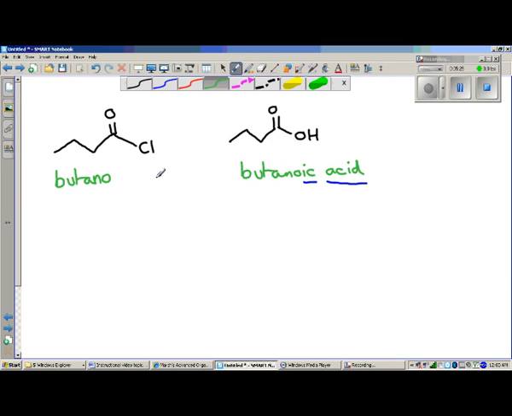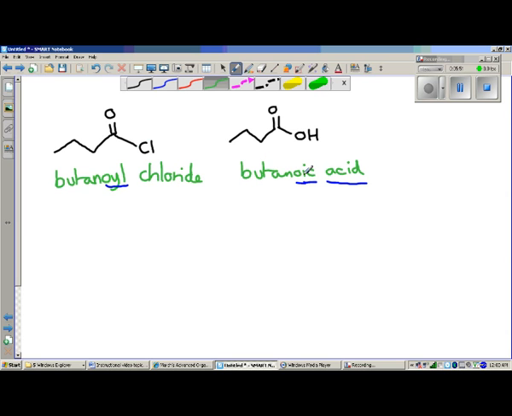Let's see. Now this should probably be the oic acid that we're going to take off here. And we're going to replace this with oil, O-Y-L, and then simply the name of whatever this leaving group is. And in the vast majority of cases it's a chloride. If it was a bromine, it'd be bromide, and so on.